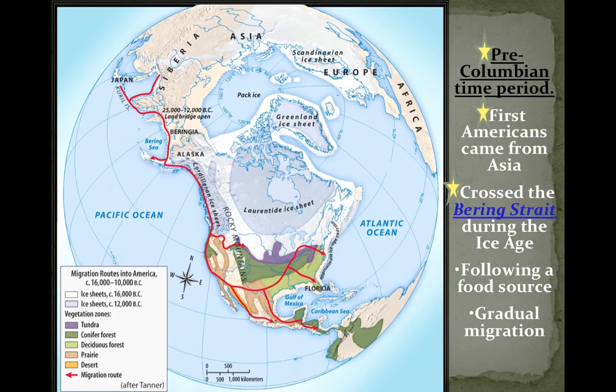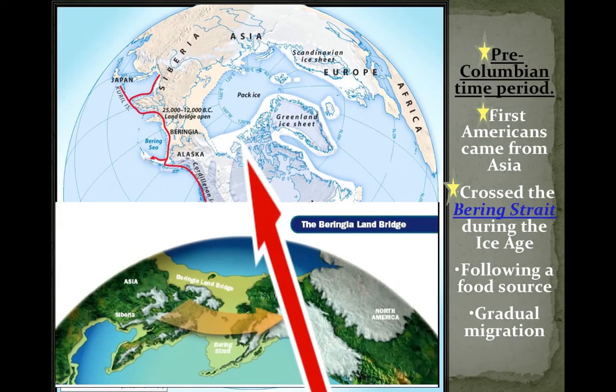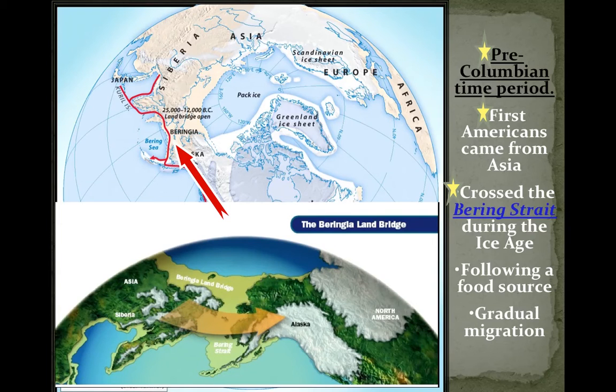A lot of people during this time period, about 25,000 to 12,000 BC, cross over by way of the Bering Strait. They're following a food source. It's a very gradual migration, and as you can see from the red lines here, they come down very gradually. You know what gradual means, right? Slowly down into North America. So that is how we get them there. This is what the Bering land bridge looked like. Bering Strait, whatever you want to refer to it. That's how we get people here in North America, okay? That is going to be right there, Bering Strait.